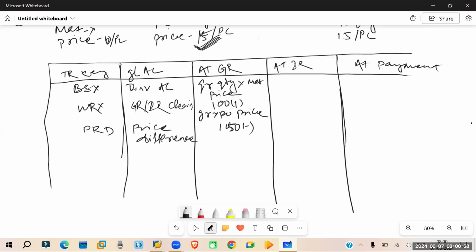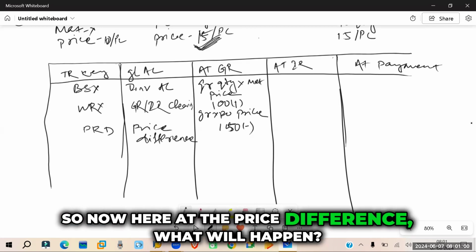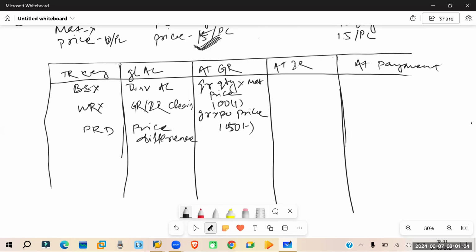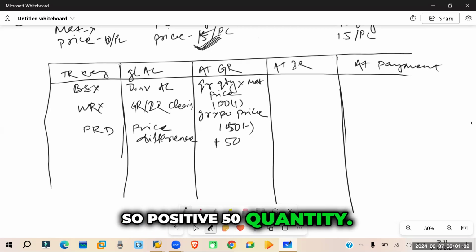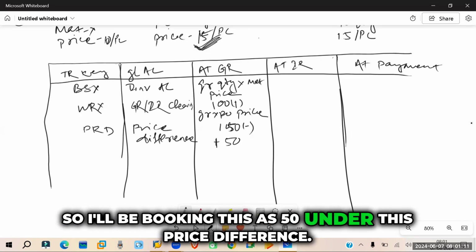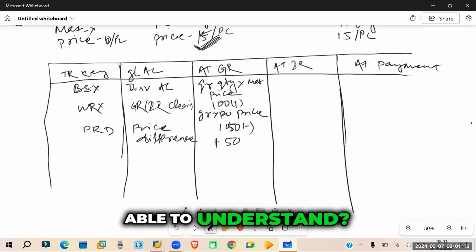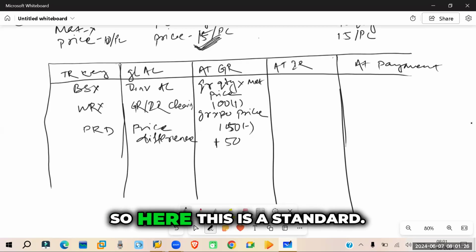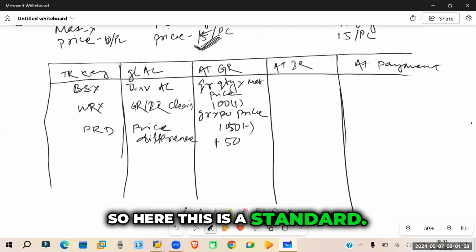Okay, so now at the price difference, what will happen? I will be putting this 50 quantity. So positive 50. I'll be booking the remaining 50 under this price difference. Able to understand? Able to understand? No, sir.